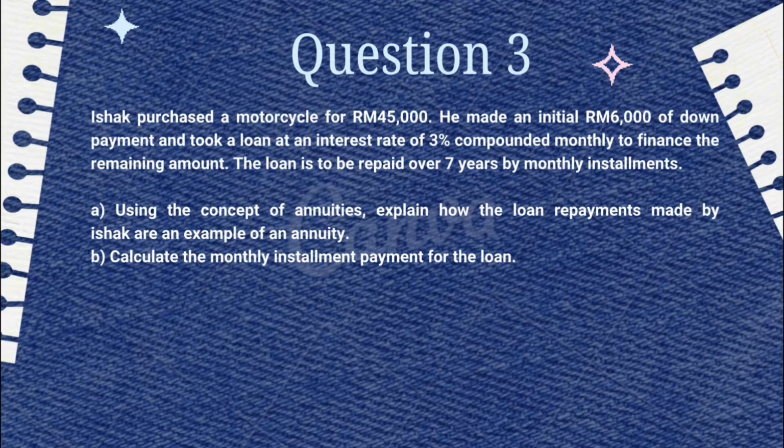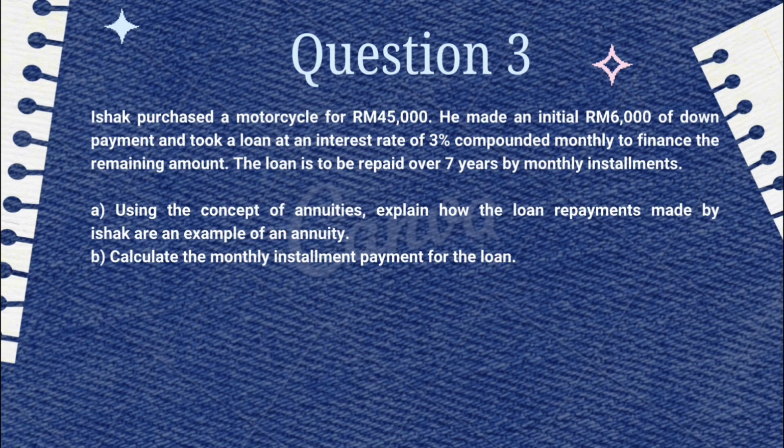I'm Nur Inshira binti Kasmidi, and I'm going to answer and explain question number 3. Let's look at the question and collect all information that the question has given. Ishak purchased a motorcycle for 45,000 ringgit. He made an initial 6,000 ringgit down payment and took a loan at an interest rate of 3% compounded monthly to finance the remaining amount.